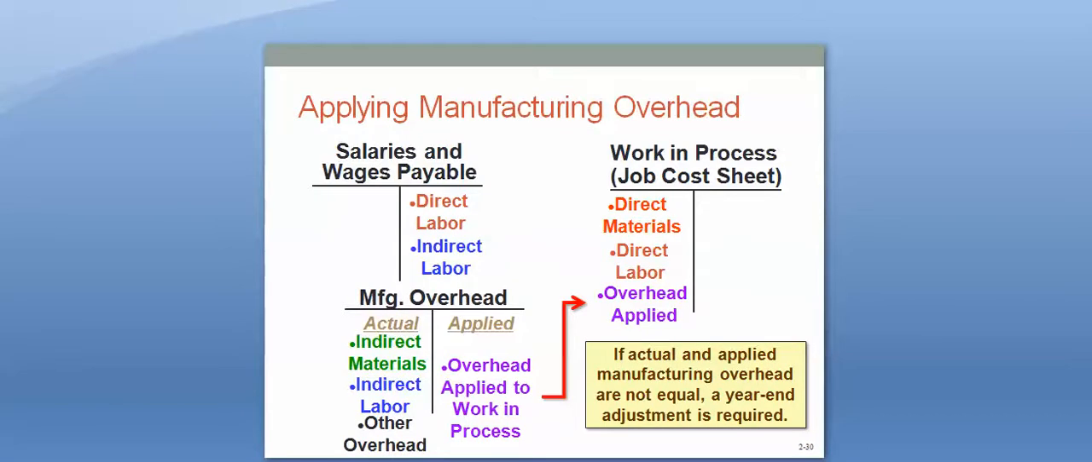The next step is to apply manufacturing overhead to the jobs. And recall, we apply manufacturing overhead using our predetermined overhead rate multiplied by some activity level. And we will credit manufacturing overhead and debit work in process. Also, if the actual amount of overhead does not equal the amount that's applied, we'll have an adjusting entry for our over or under applied overhead at the end of the period. We'll take a look at that a little bit later on.